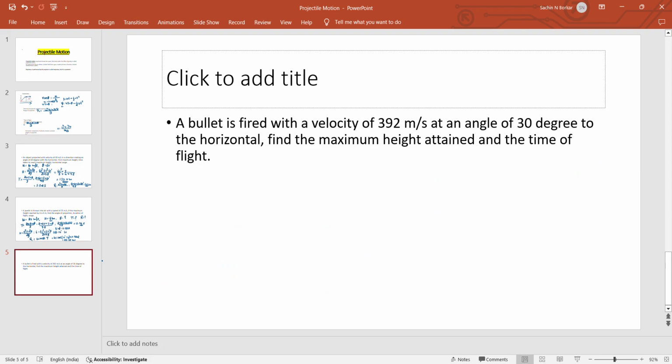Let's check one more question, which is a bullet fired with a velocity of 392 meter per second. So u is equal to 392. Find the maximum height attained and the time of flight. H is a question, T is a question.